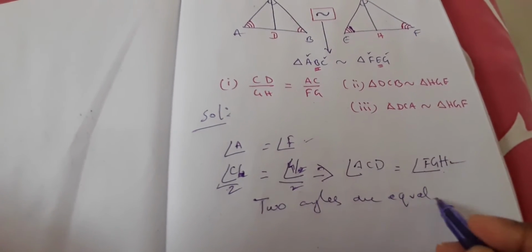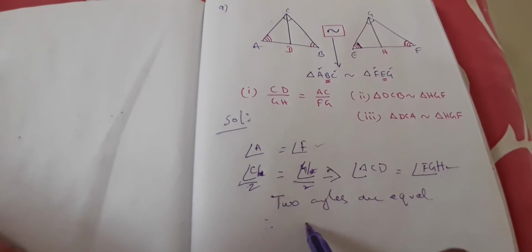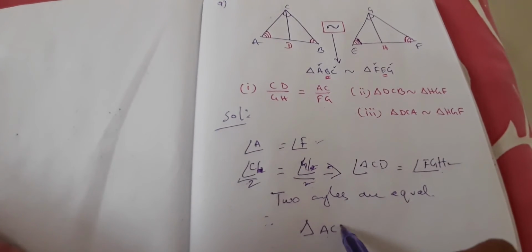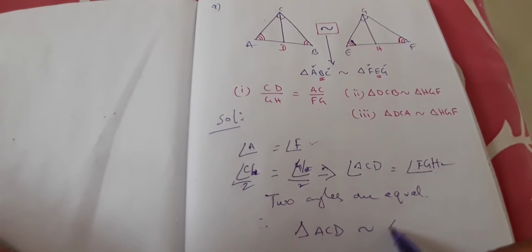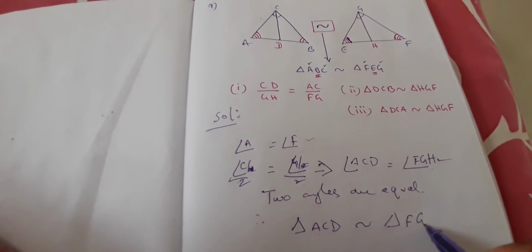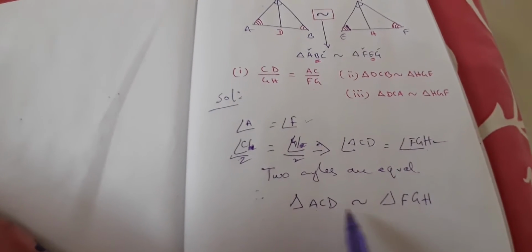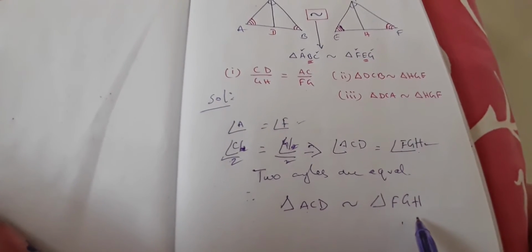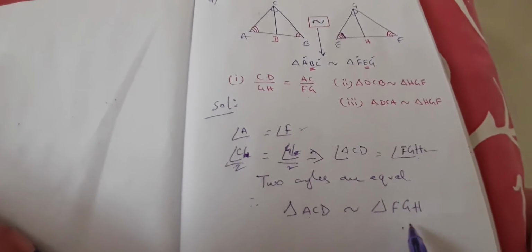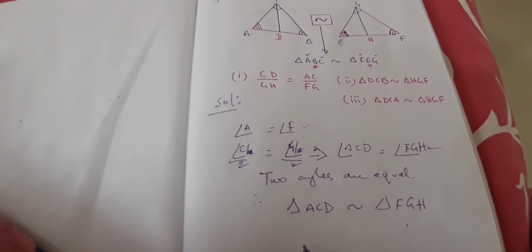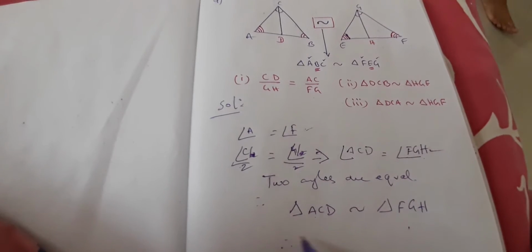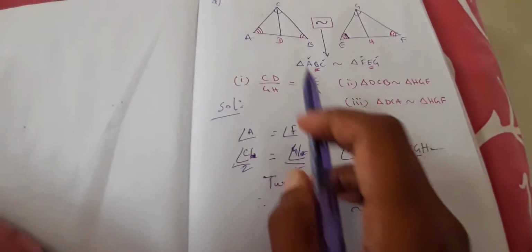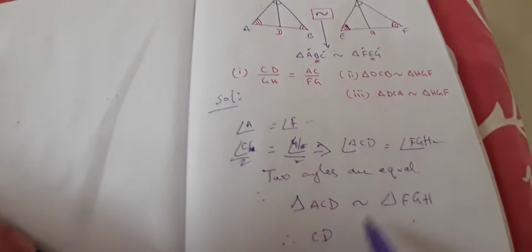So therefore what you can say? Therefore triangle ACD is similar to triangle FGH. Okay. So therefore now CD, CD corresponds to GH.